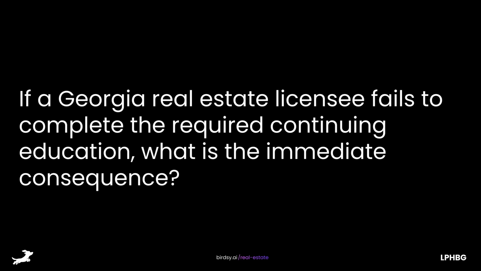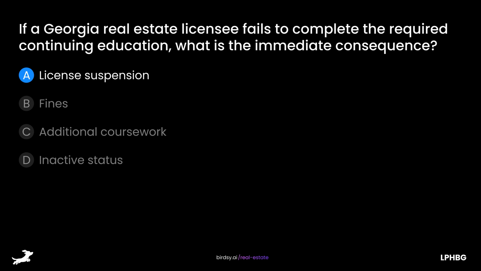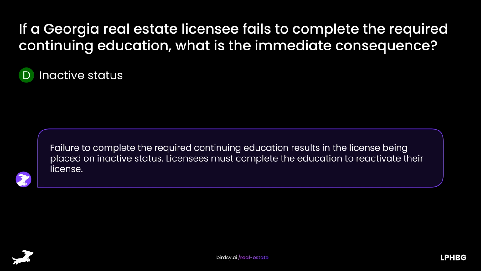If a Georgia real estate licensee fails to complete the required continuing education, what is the immediate consequence? Is it A, license suspension, B, fines, C, additional coursework, or D, inactive status? The answer is D, inactive status. Failure to complete the required continuing education results in the license being placed on inactive status. Licensees must complete the education to reactivate their license.